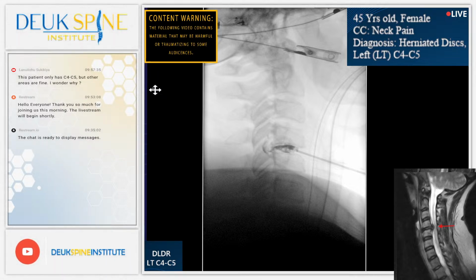She is intubated. She's asleep, totally out with a tube down her throat, breathing for her. This surgery will take about 30 minutes.